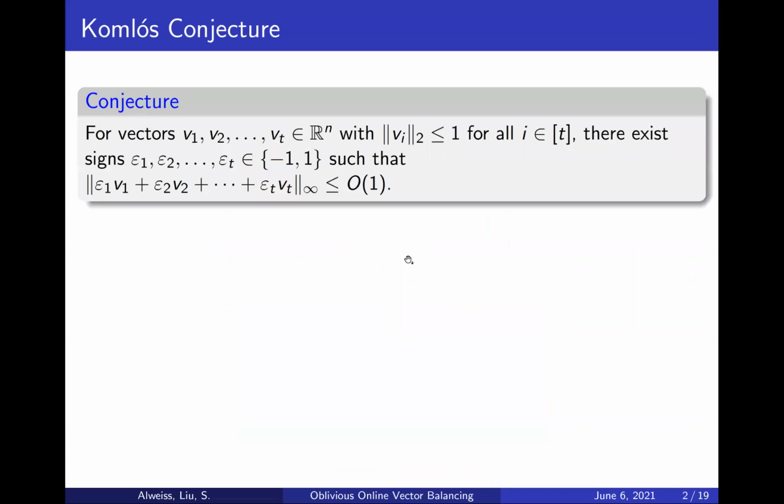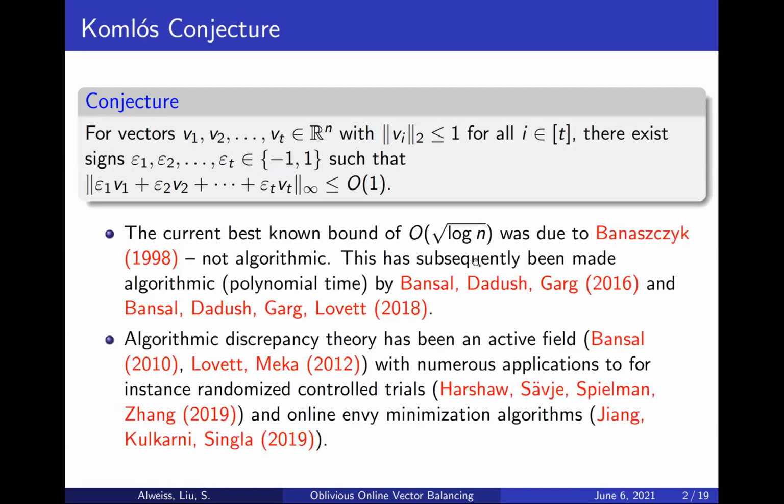So probably one of the most famous conjectures in discrepancy theory is the Komlós conjecture. The Komlós conjecture states that for vectors v1 through vt in R^n, each having Euclidean norm bounded by 1, there exists a signing epsilon 1 through epsilon t such that the signed sum of epsilon i vi has L infinity norm bounded by an absolute constant. Unfortunately, the Komlós conjecture is still open.